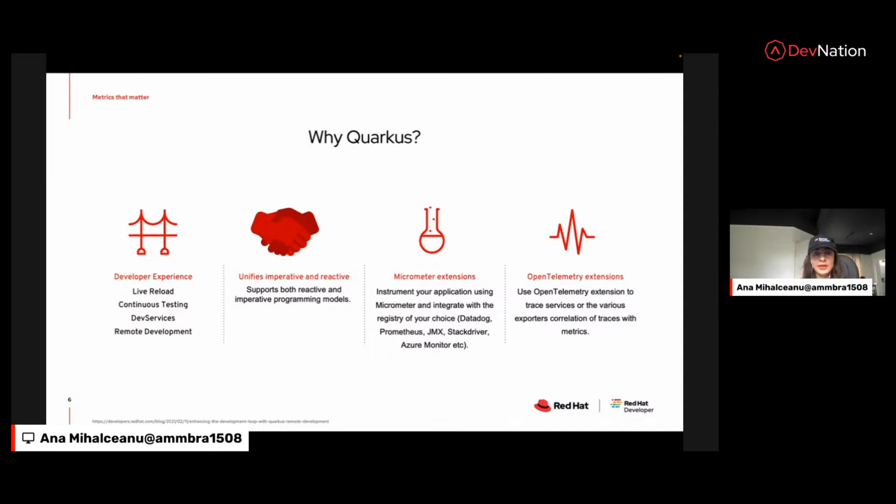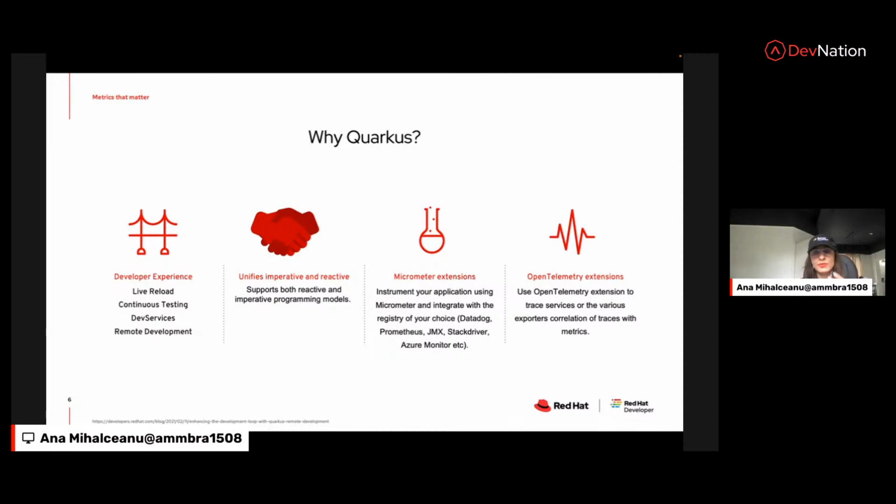And another important feature is remote development, which I put here in the slides. This is why it's important to have the slides. There's a link on how to use Quarkus remote development and how that helps you with debugging, for example. Secondly, Quarkus can have both imperative and reactive ways of programming in the same application, and they work great together. So it's adapting to your development requirements.